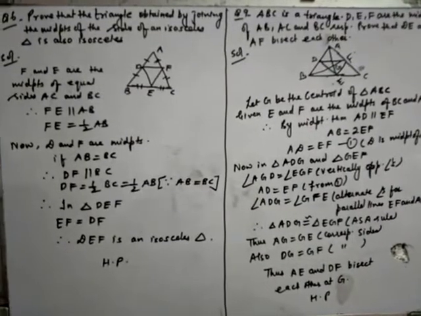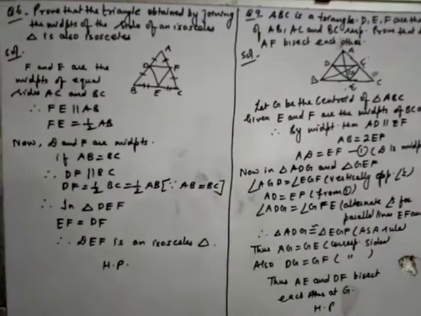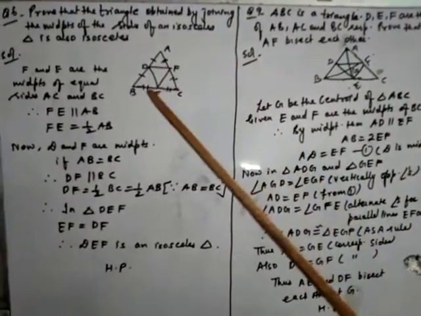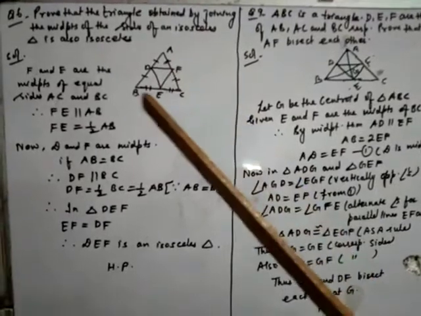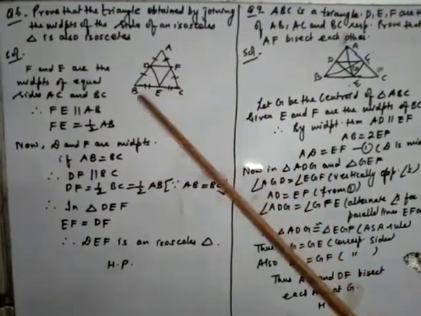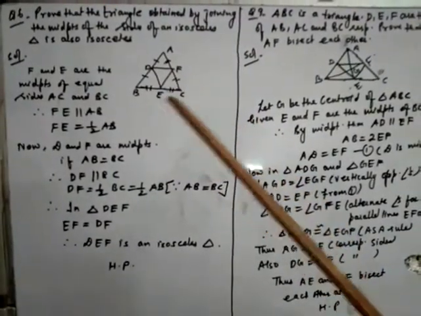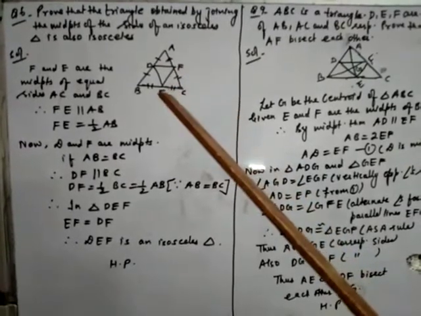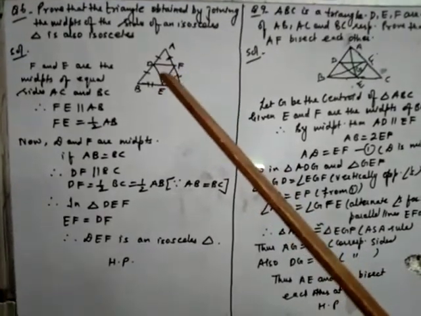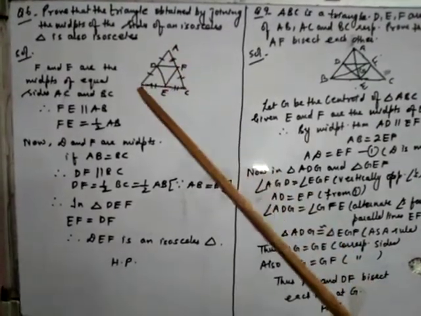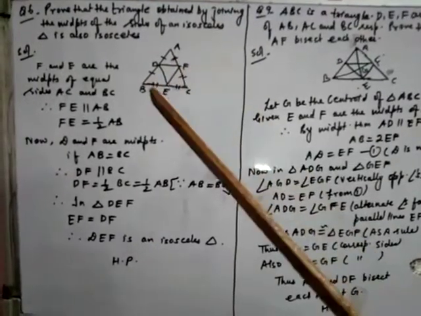Now student, we see question number 6. Prove that the triangle obtained by joining the midpoints of the sides of an isosceles triangle is also isosceles. In this triangle ABC, sides AC and BC are equal, meaning these two sides are equal in an isosceles triangle. As F and E are the midpoints of these two equal sides, FE is parallel to AB and FE is also half of AB.